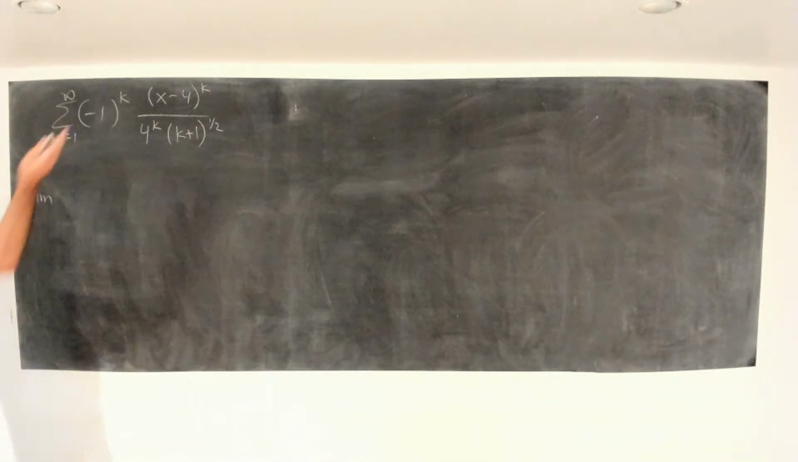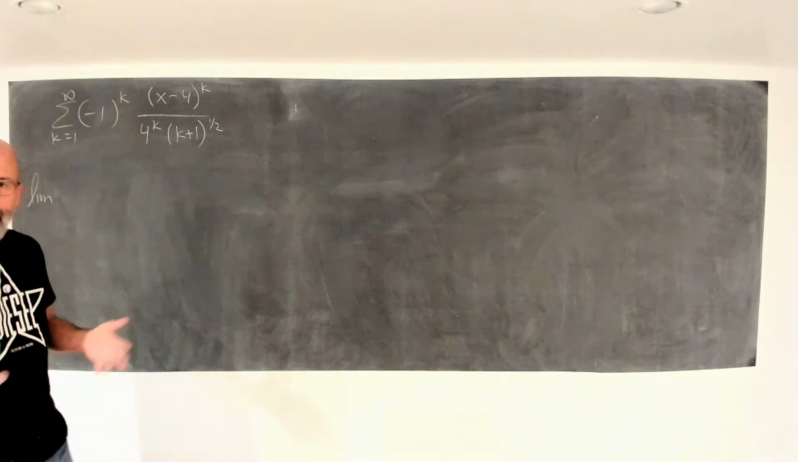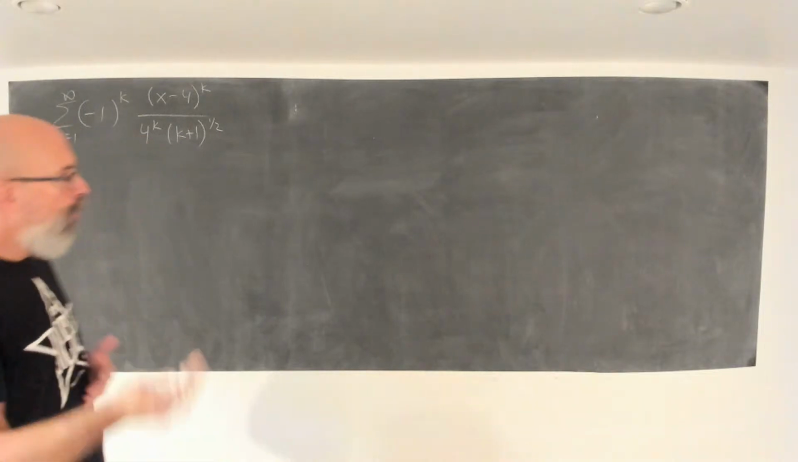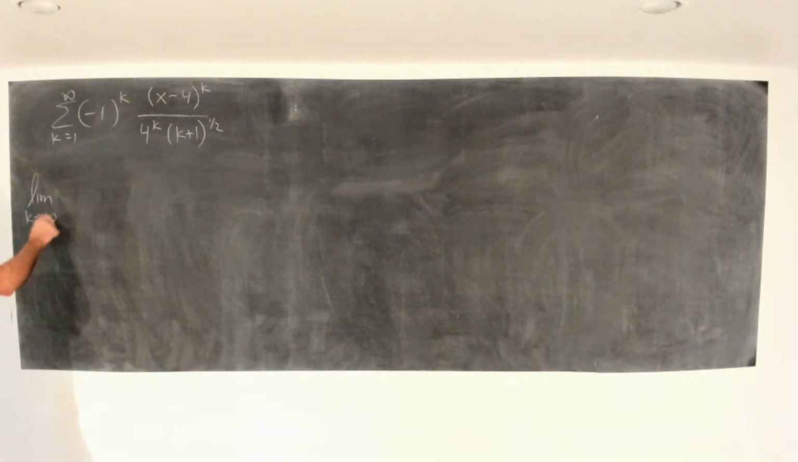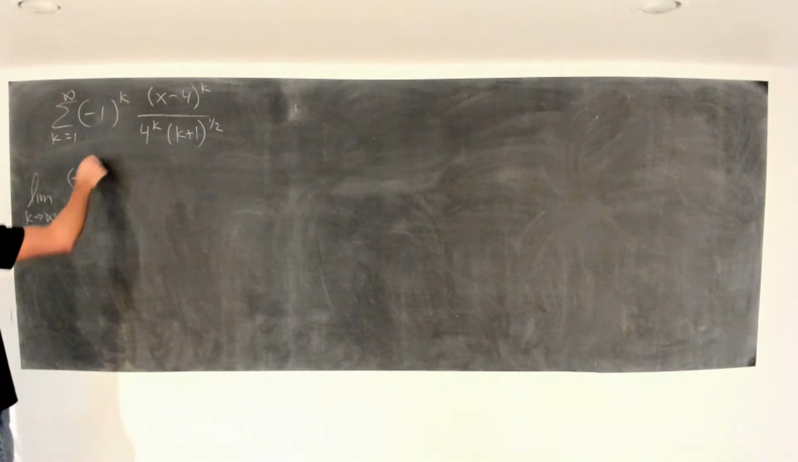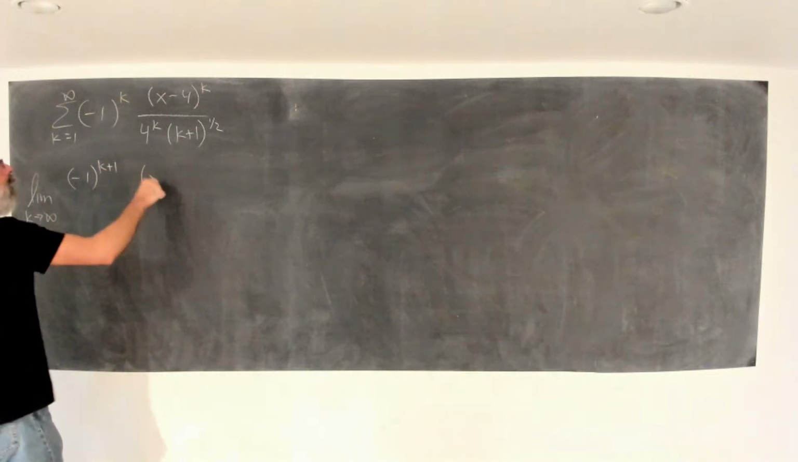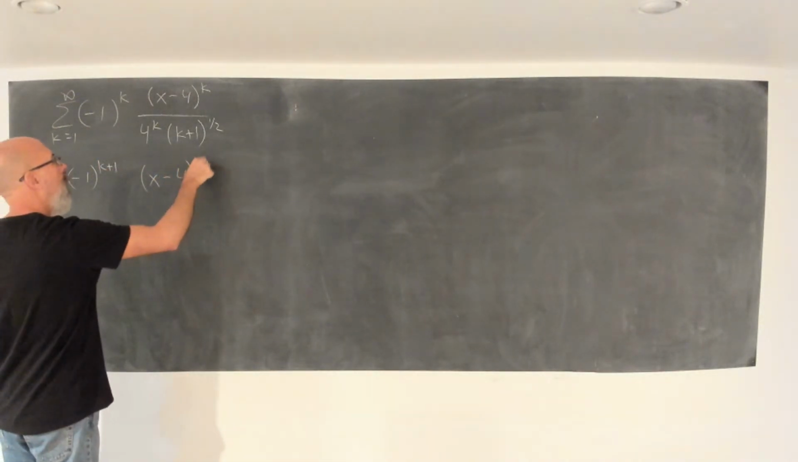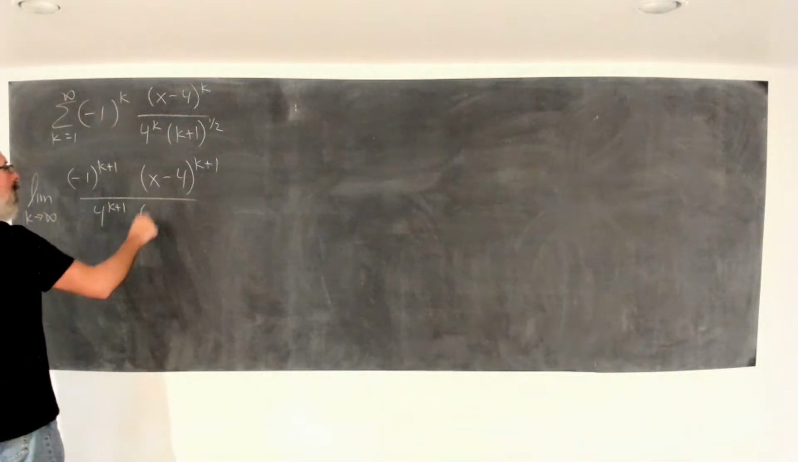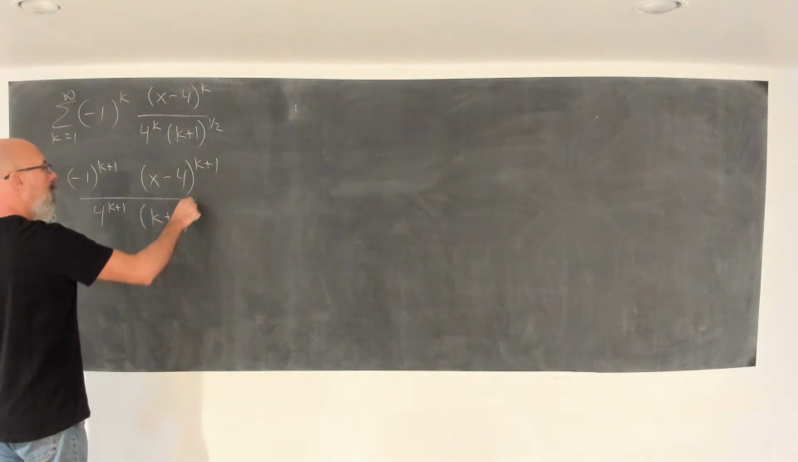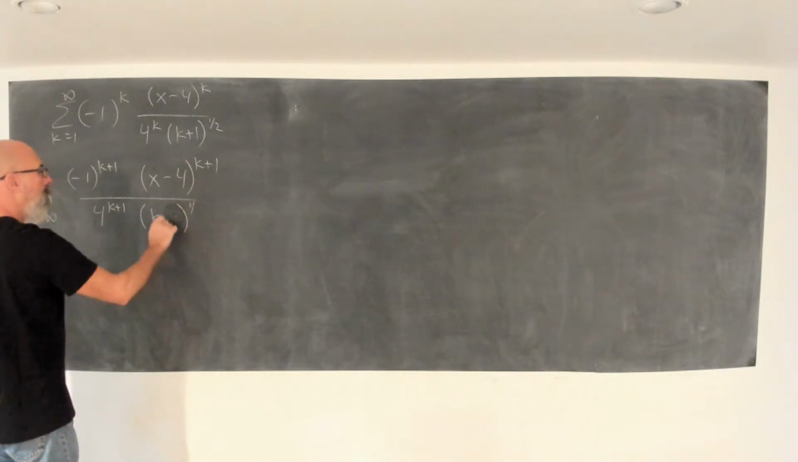We're looking for interval of convergence or radius of convergence, right? I mean, if you have one, then you're going to have the other, essentially. Limit as k goes to infinity. K plus 2 here, right?